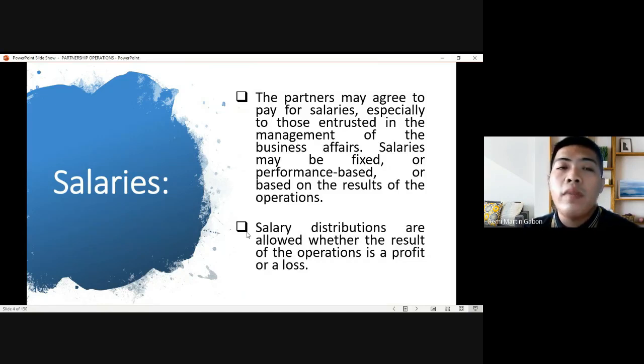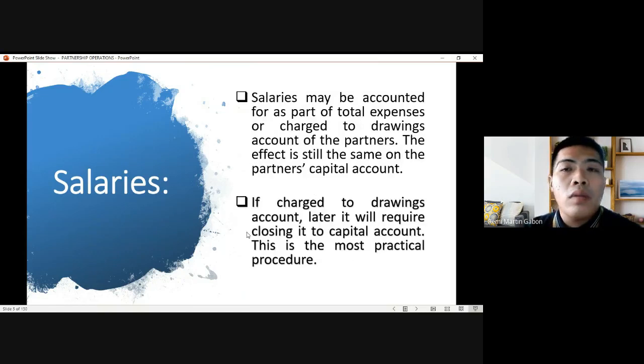So regardless of the result of the operation of the partnership, whether it is a profit or a loss, if they agree to distribute salaries, then salaries should be distributed among the partners. Okay? Salaries may be accounted for as part of total expenses or charged to the drawing account of the partners. Okay? The effect is still the same on the total capital account.